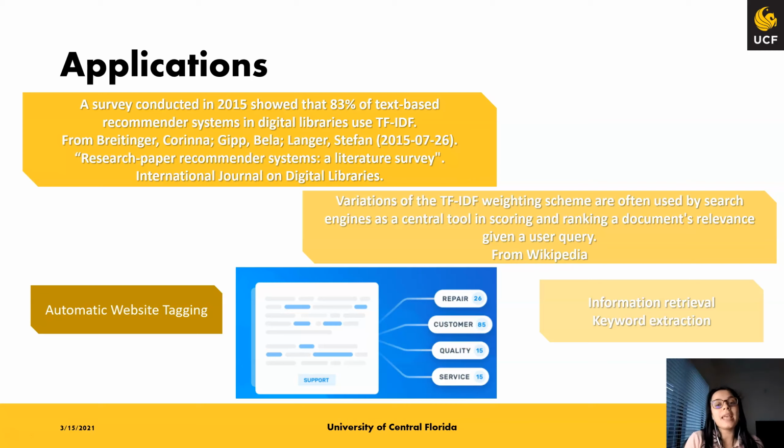Automatic web tagging is the example that we have here. It's another application, because it says, like, repair appears 26 times, customer 85 times, and then it gives a weight to those words. And that way we can see which words appear more in the whole corpus, not only in one document. And it's also used for information retrieval.